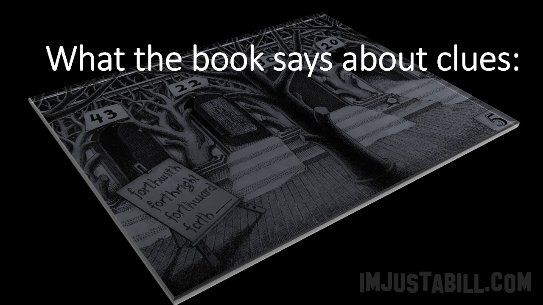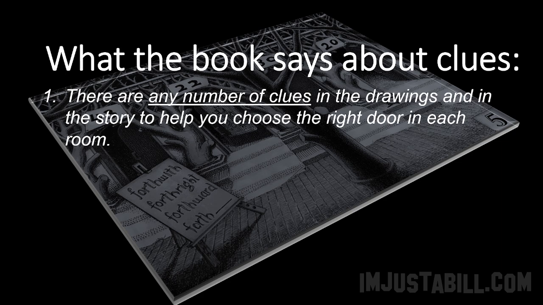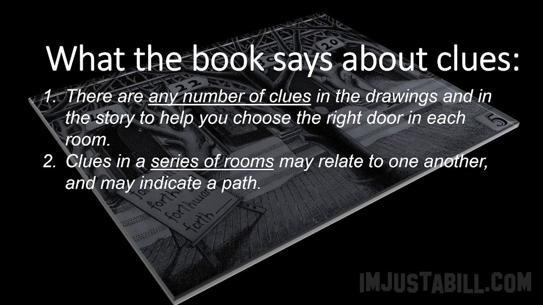Anyway, let's begin. What are we explicitly told about the clues? Well, in the book's page of directions, there are 5 things it says about clues. 1. There are any number of clues in the drawings and in the story to help you choose the right door in each room. Another thing it says is that clues in a series of rooms may relate to one another and may indicate a path.